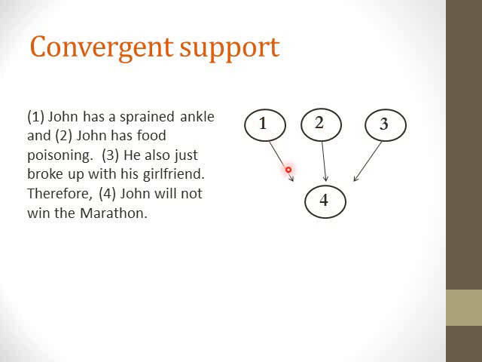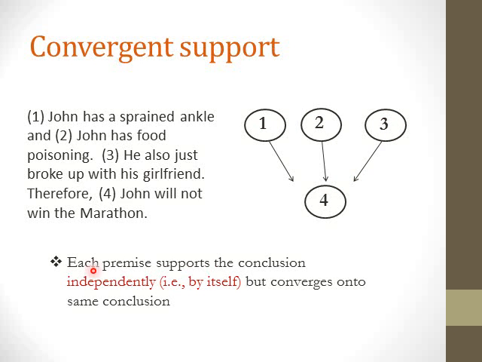So even if we eliminated 1 and 3, the fact that John has food poisoning by itself gives reason for 4. John will not win the marathon. And likewise for 3. John just broke up with his girlfriend. Even if we were to eliminate 2 and 1, 3 would still give reason for 4. So in other words, more generally, each premise supports the conclusion independently, by itself. So 1 supports the conclusion independently by itself, 2 by itself, 3 by itself. It just so happens that these 3 premises converge onto the same conclusion, but each by itself supports the conclusion. So this is called convergent support.